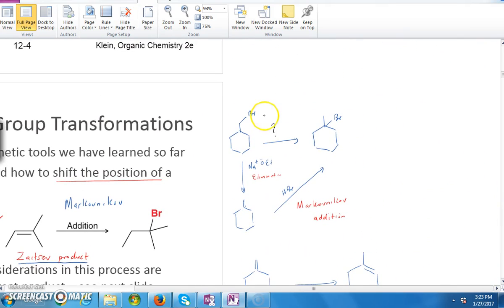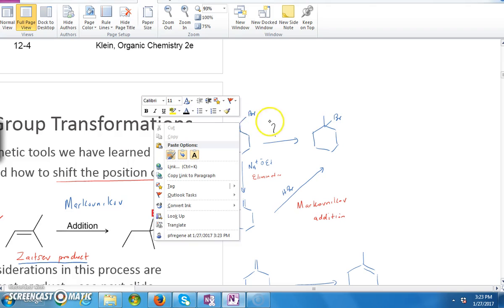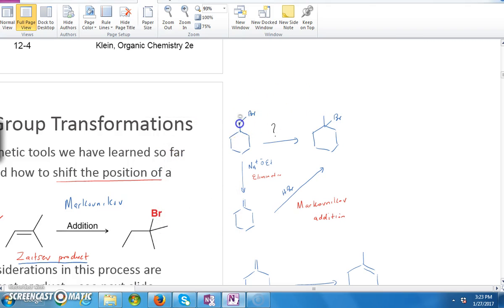You can see that the bromine has shifted from the primary carbon to the tertiary carbon. And so the first thing you want to do is an elimination, and then you do a Markovnikov addition.